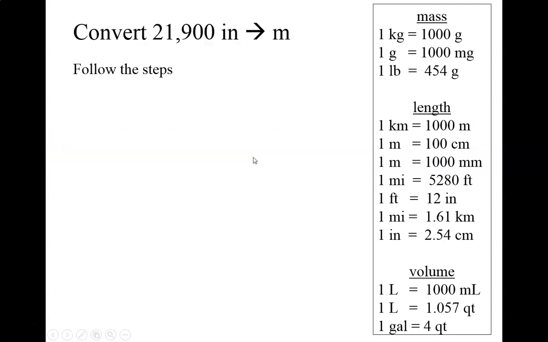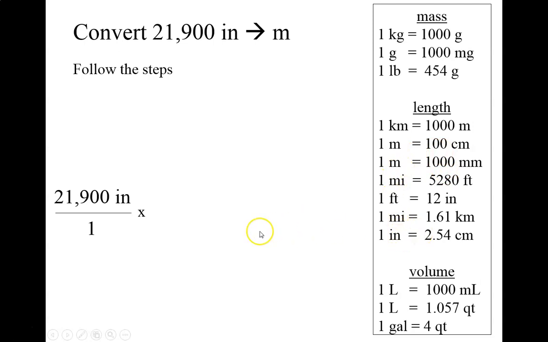Okay, let's convert inches into meters. All right, 21,900 inches. Take what you're given, put it over 1. Draw the multiplication symbol and draw the line. Now we want to go from inches to meters. So let's see. Inches takes us to feet, or inches takes us to centimeters. Which one of those is going to be more useful? Probably if we take inches to centimeters, then centimeters will take us to meters here. So this is a two-step problem. We want to go from inches to centimeters, and then from centimeters to meters.